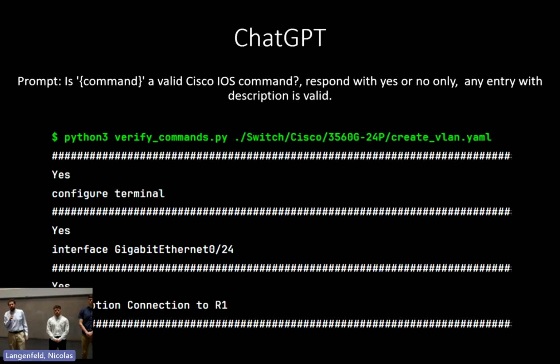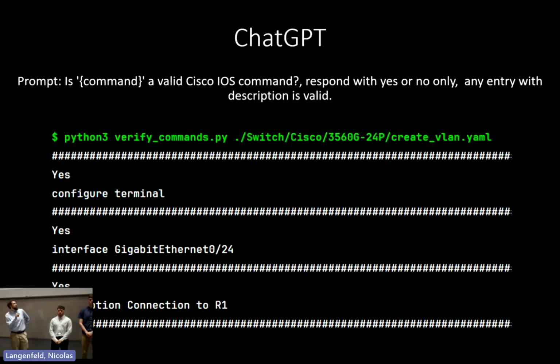And then we also found a way to utilize the up-and-coming AI tool, ChatGPT. That is basically a general purpose chatbot that you can ask any question you like. We take the commands from our playbooks and send them to ChatGPT, and we say, is this command a valid Cisco IOS command? And then we tell it to respond with yes or no.